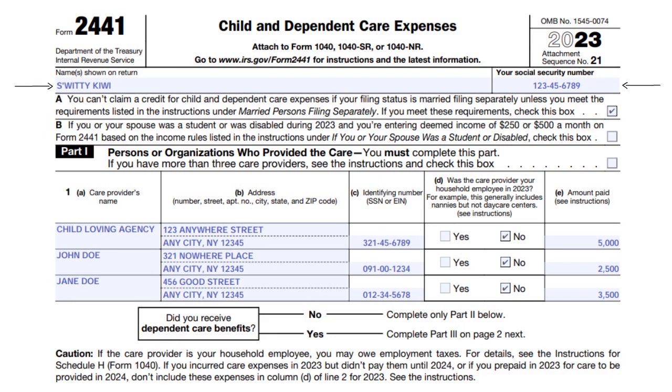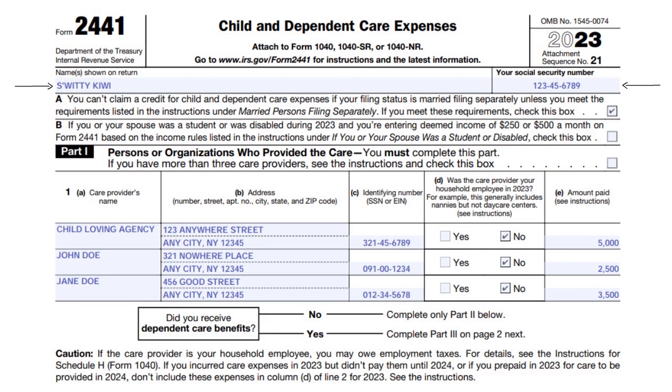For line B, if you or your spouse was a student or disabled during 2023 and you are entering the deemed income of $250 or $500 a month on Form 2441, based on the income rules listed in the instructions, check this box. Now, this does not apply to us, so we did not check this box. Okay, now, so let's go to part one.